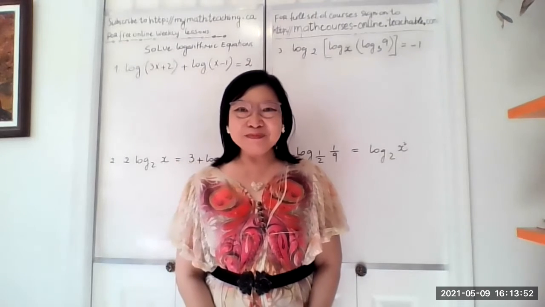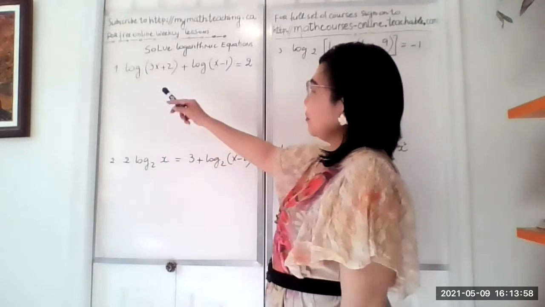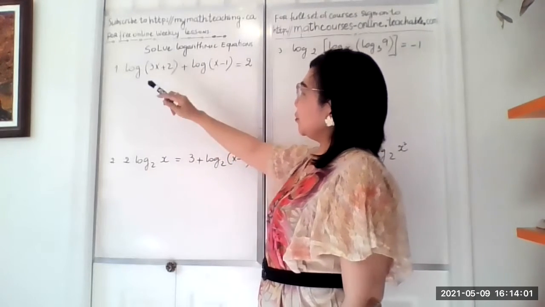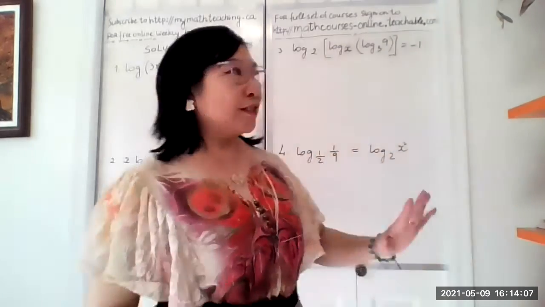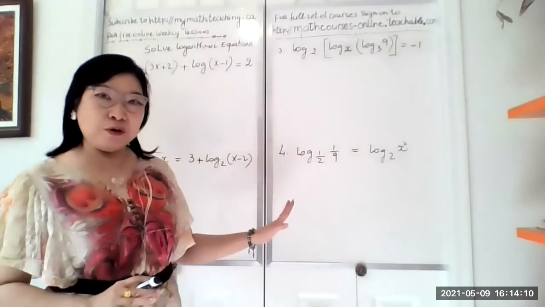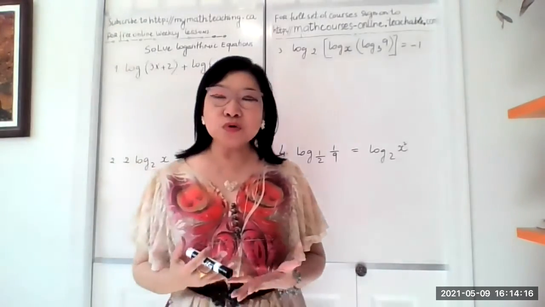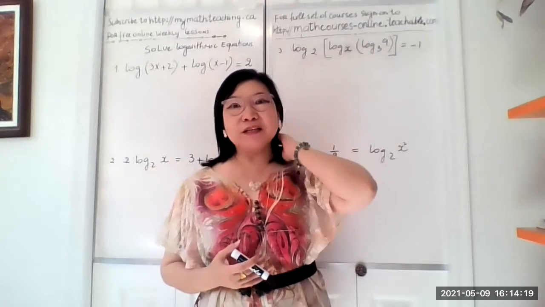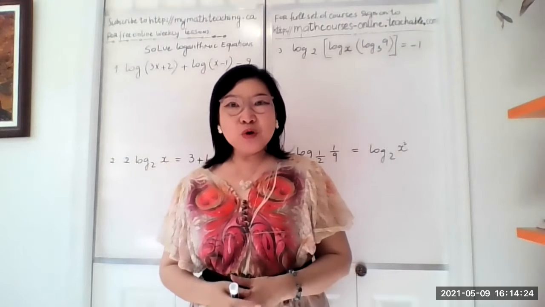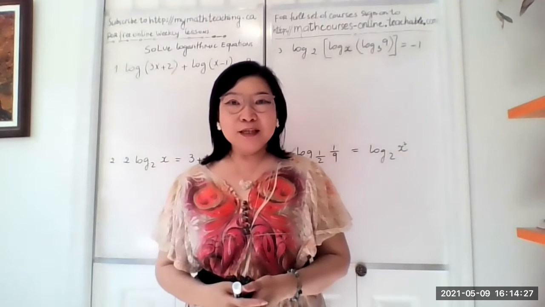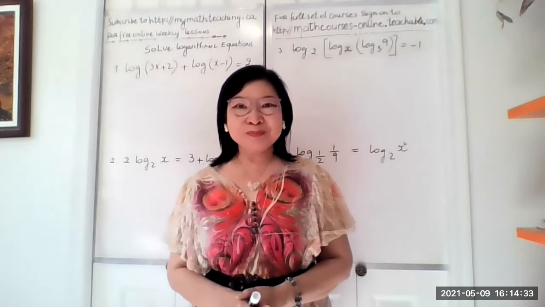Anyway, let me guide you through the first question. On the first question, I have log of 3x plus 2 added to log of x minus 1 equals 2. If you notice in the examples I show on the board, none of them look the same or similar, right? I try to show you a lot of different styles of equations, so you know how to handle it when you come across a different style of equation.